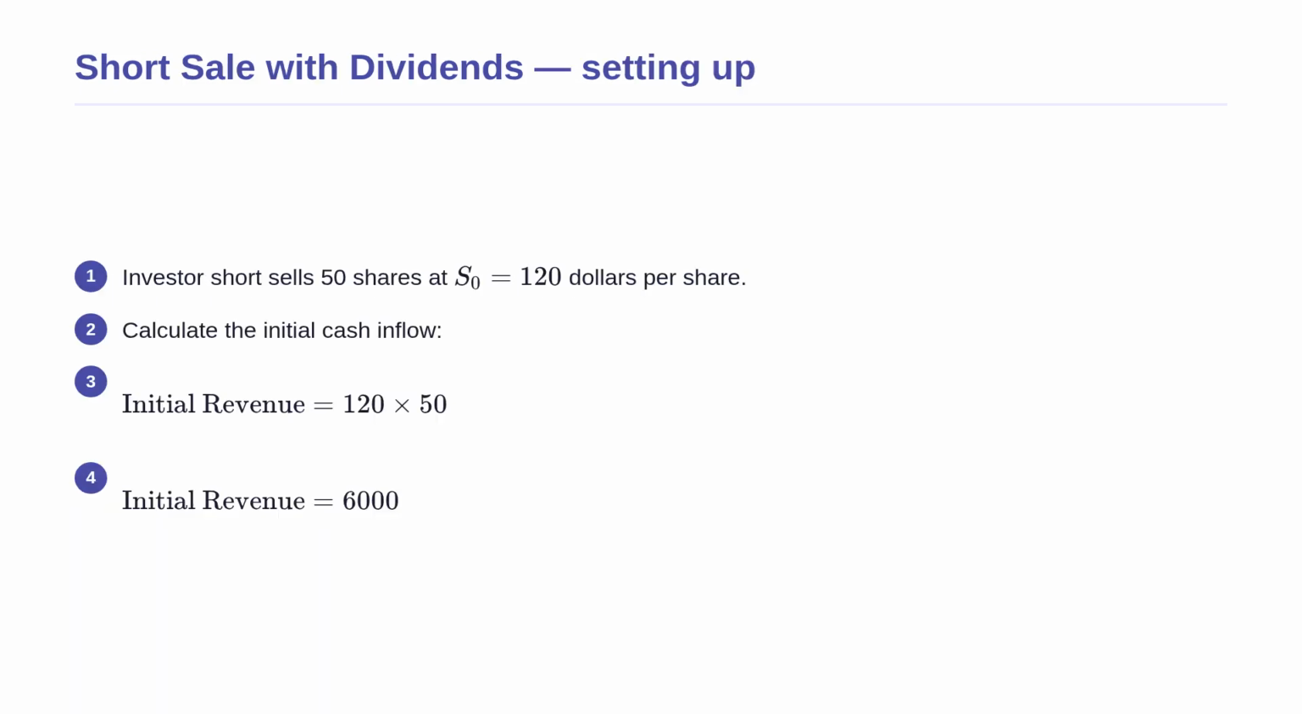Let us see how dividends and adverse price movements affect a trade in our second example. An investor short sells 50 shares of a company at $120 per share. We start by calculating the initial cash inflow. Multiplying the $120 by the 50 shares gives us a starting revenue of $6,000. At this exact moment, the trade looks great, but the obligation to return those 50 shares is hanging over the investor.